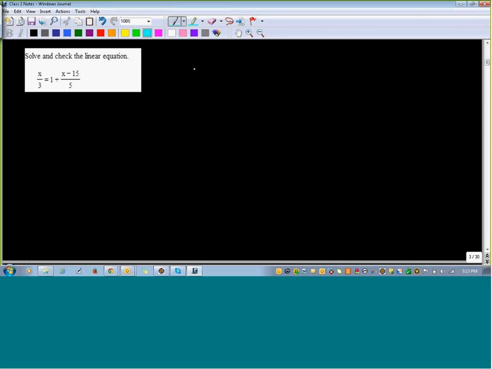So the denominators are 3, 1, and 5, basically, right? What is the LCD here? Find the LCD. Since 3, 1, and 5, what is it? 15, right? Because this needs 5 and 1, this needs 3 and 5, this needs 1. So the LCD is 15. What to do is multiply each term of this equation by the LCD.